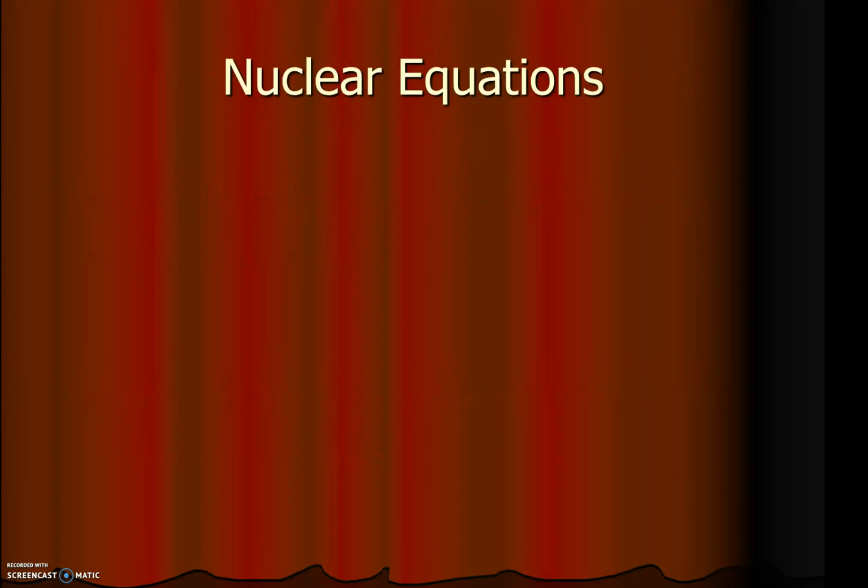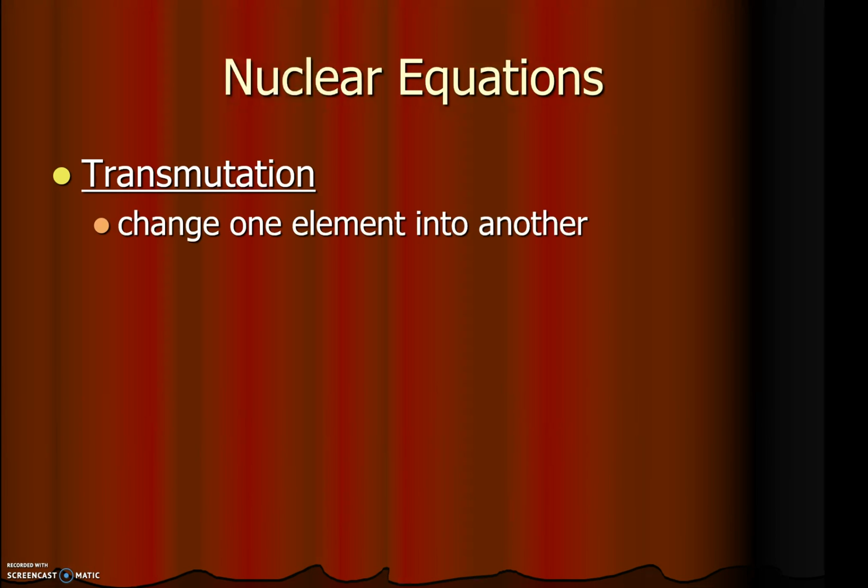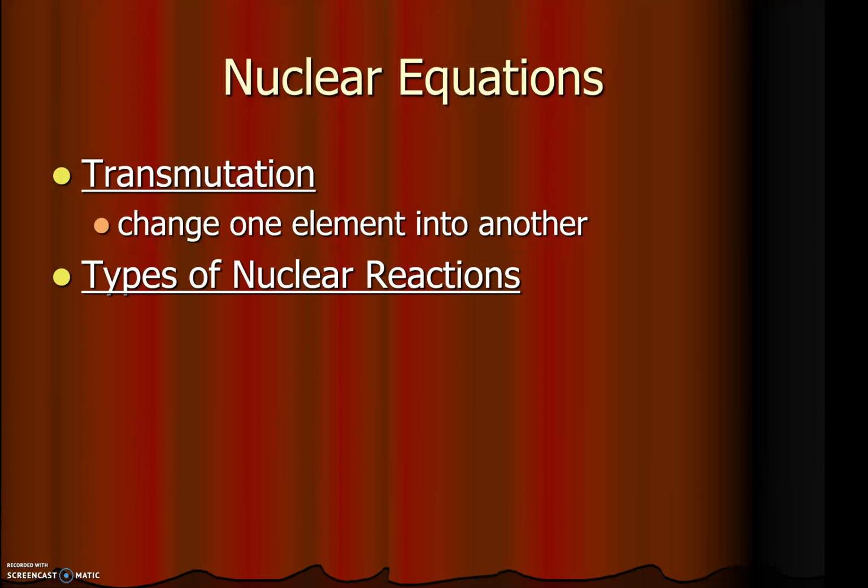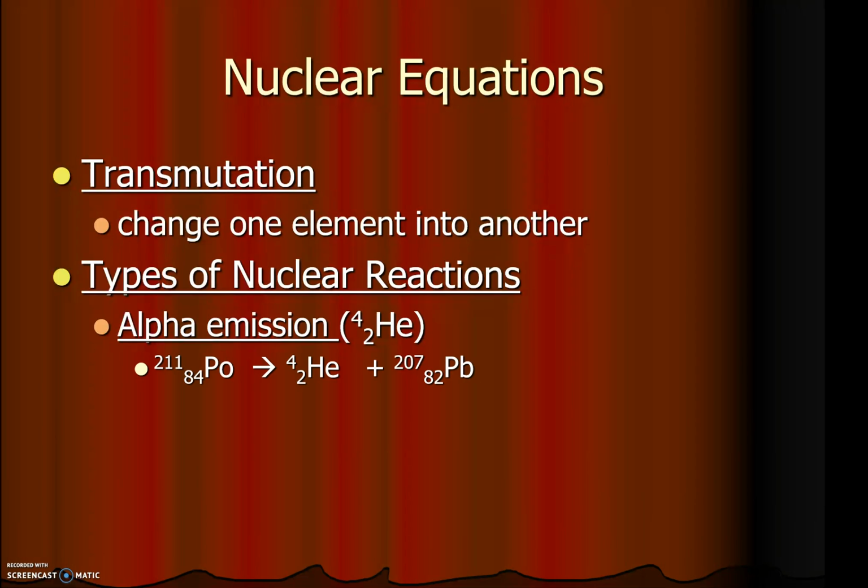And so we'll try some of these right here. So nuclear equations. So transmutation, we change one element into another. And we're going to start with an alpha emission, which means we're going to give off a helium nucleus. So if we look here, we're starting with polonium here. We give off this helium nucleus, and this is what's left. If we check our math, 207 plus 4 gives us 211. 82 plus 2 gives us 84. And so here's one for you to try. So take a second and see if you can complete it. It is an alpha emission.